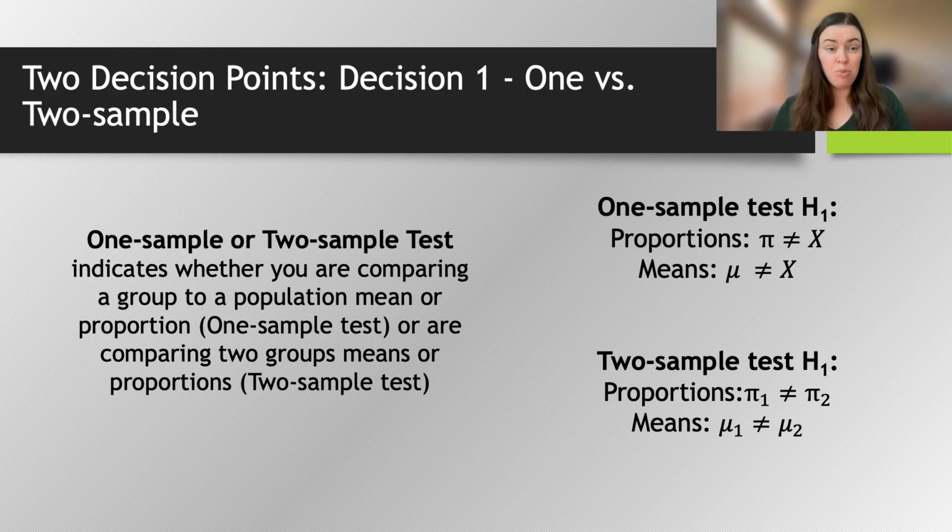So step 1 of these 2 decision points is to establish whether or not you are conducting a 1-sample or 2-sample test and whether or not you're using means or proportions. So essentially your first decision point is, what type of test am I conducting?